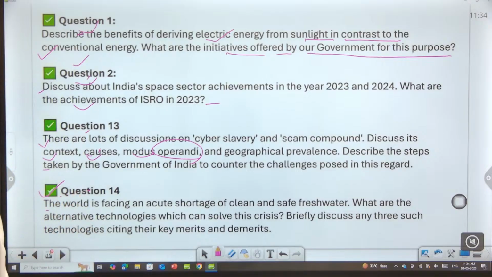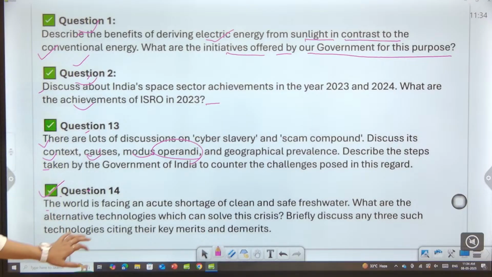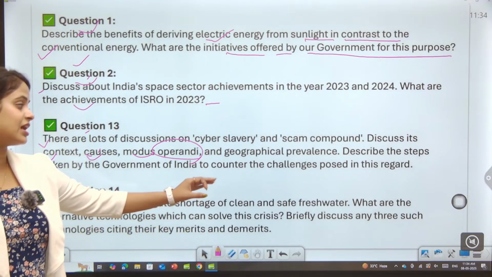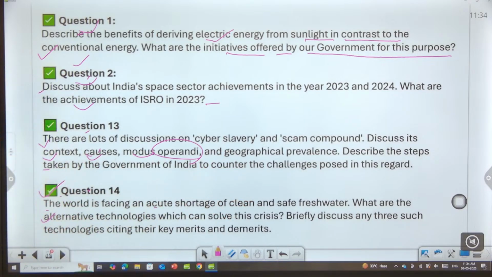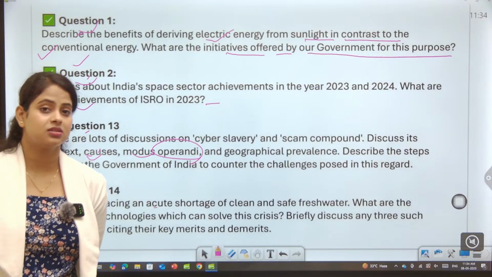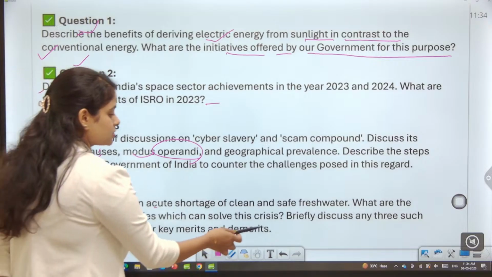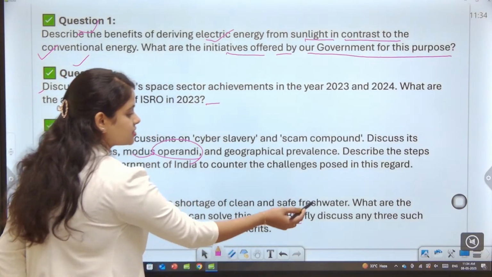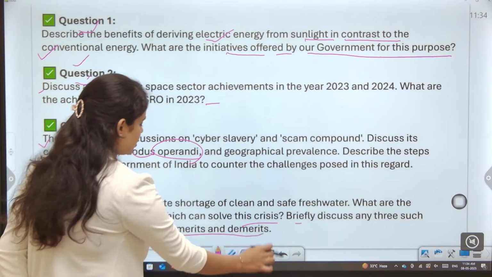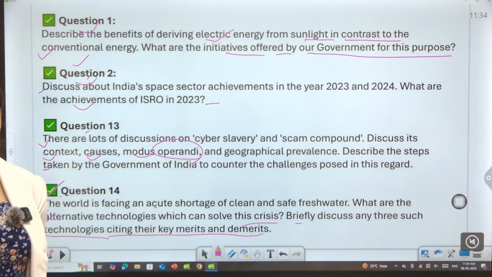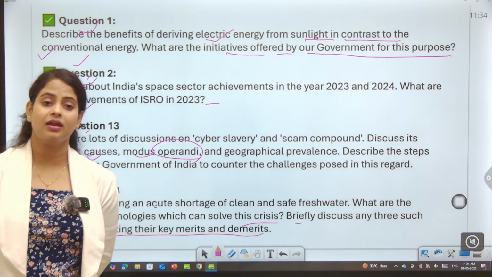the world is facing an acute shortage of clean and safe fresh water. What are the alternative technologies that can solve this crisis? Briefly discuss any three such technologies, citing their key merits and demerits. So about the technology you have to mention here, and the merits and demerits.